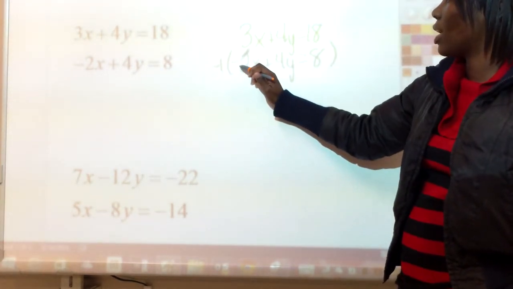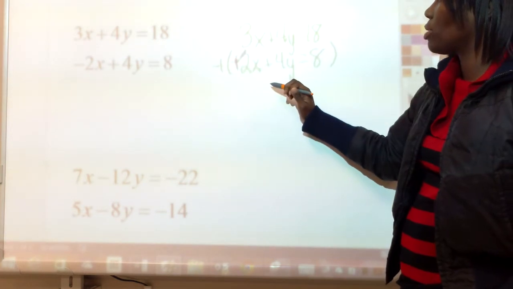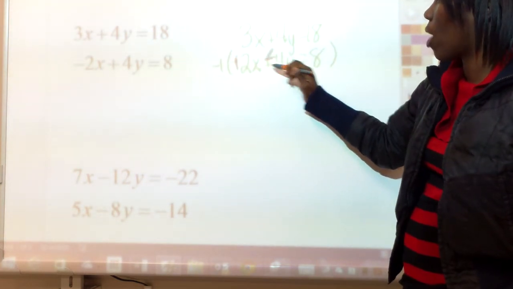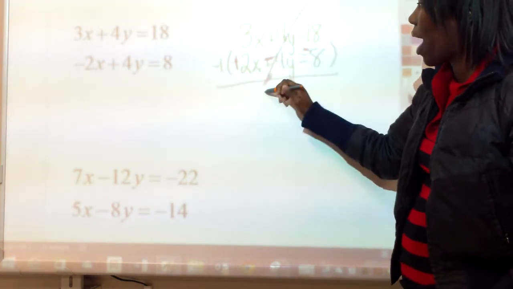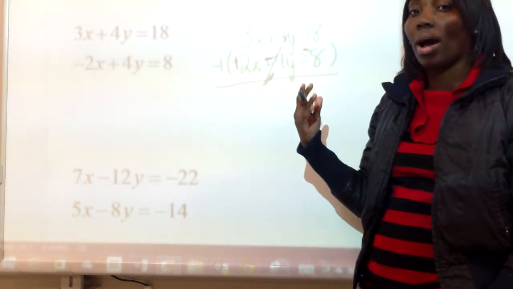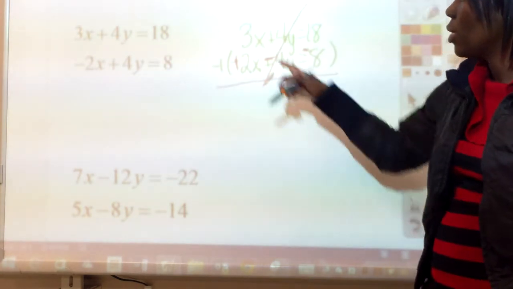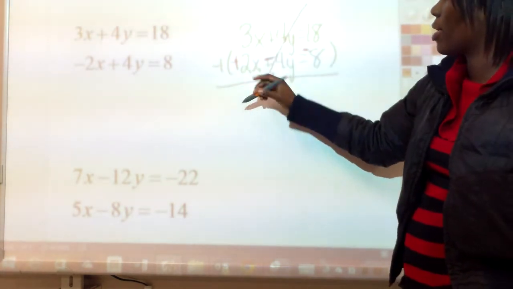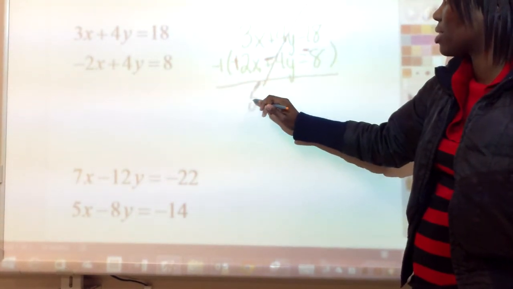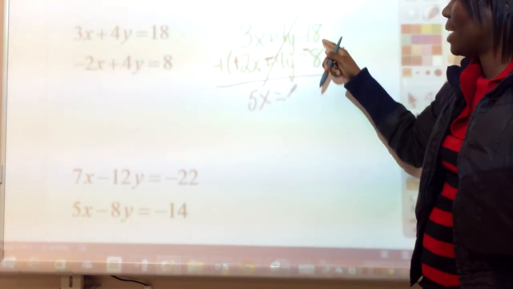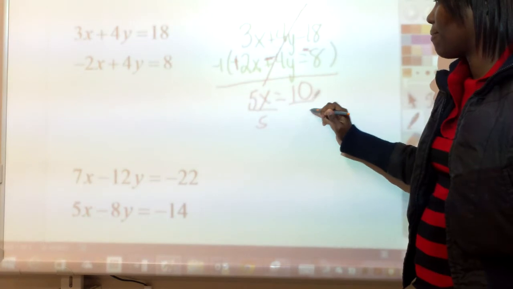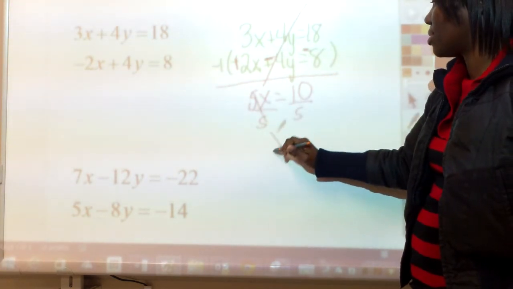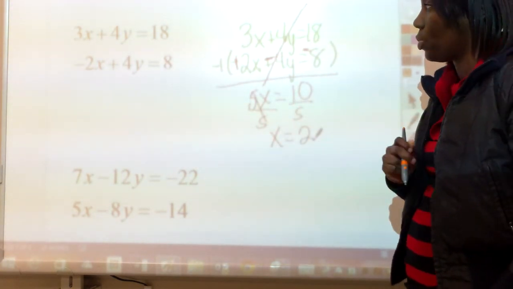So we distribute the negative 1. The negative 2x becomes a positive 2x, our 4y becomes a negative 4y, and our 8 becomes a negative 8. Now our y's eliminate themselves because 4y minus 4y cancels. We combine our x's, so 3x plus 2x is 5x, and 18 minus 8 gives us 10. Divide by 5 on both sides, and x is equal to 2.